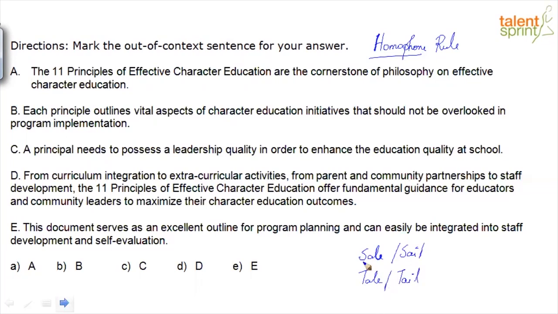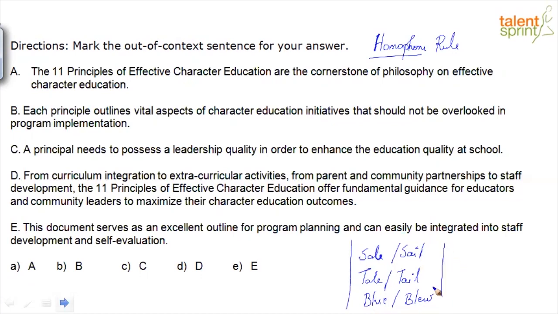Sale is the selling of a particular product. Sail, we're talking about a ship sailing, right? Tale is a story. Tale of a dog, tale of any animal for that matter, right? So these are homophones, right? You can also think of homophones like blue, the color blue. The sky is blue. And blew, like blowing all the balloons, right? So these are homophones.